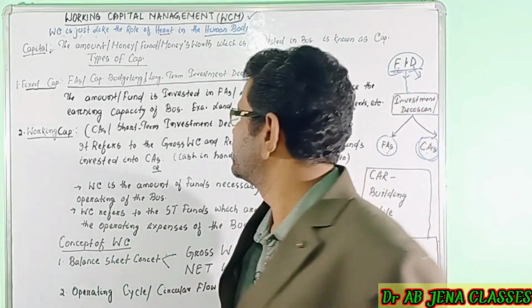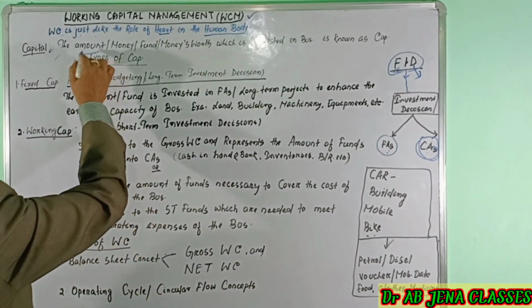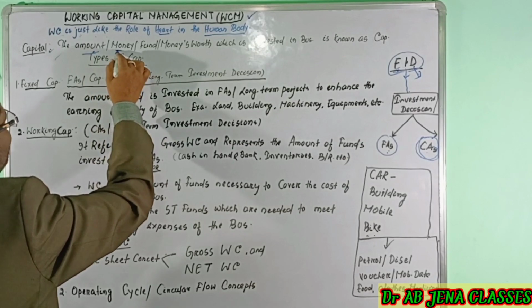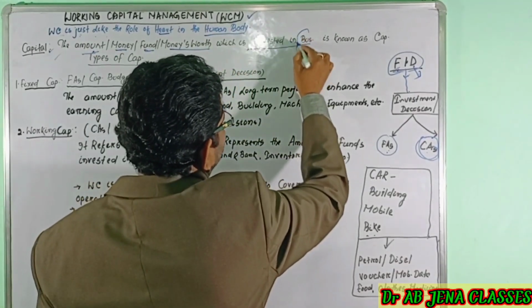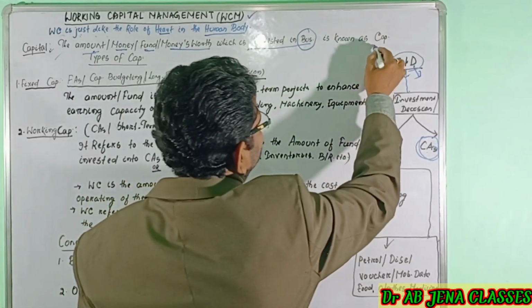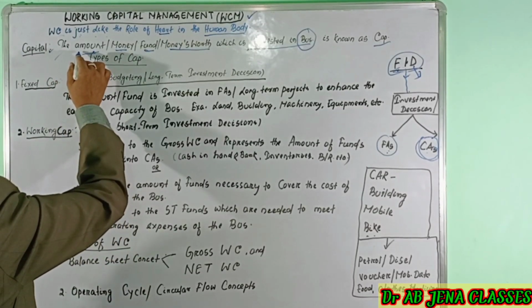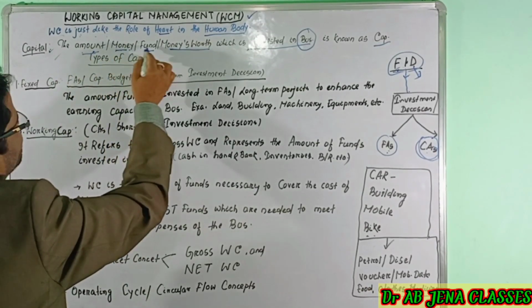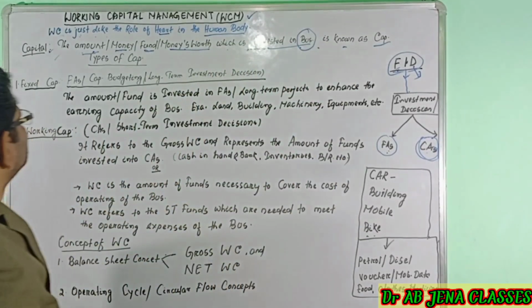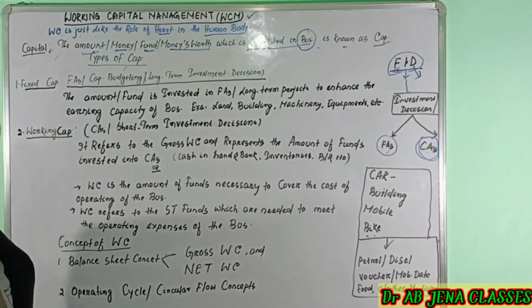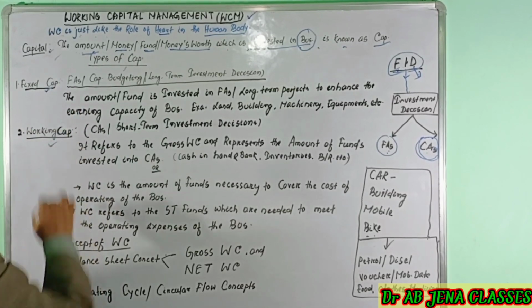आदमी मर जाएगा. So capital. What is the meaning of capital? Capital means the amount or money or fund which is invested in a business. Once again I am repeating, the amount or the money or the fund which is invested in business is known as capital. What are the different types of capital? Normally there are two types of capital. The first one is fixed capital, the second one is working capital.